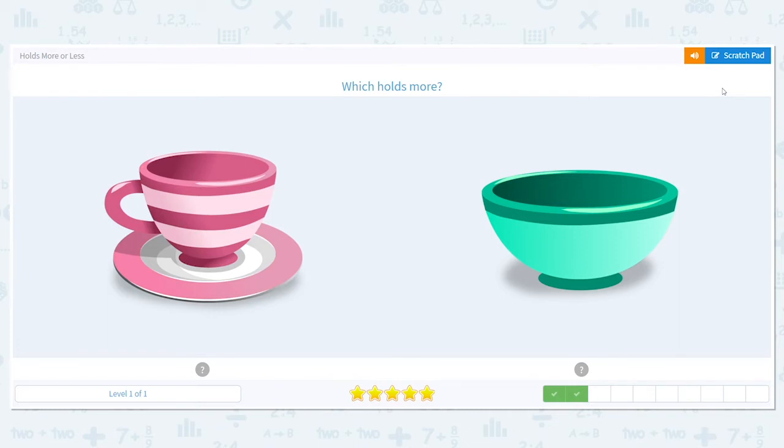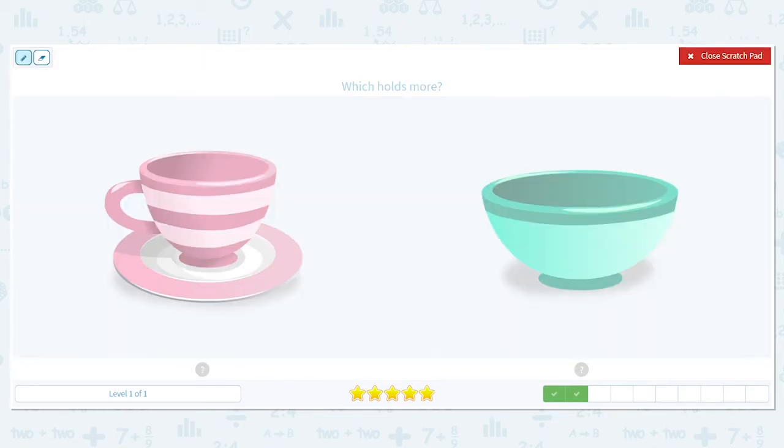Next, which holds more here, a teacup or a bowl? Okay, which one would I need to hold more? Let's put it this way. I would drink tea out of this, but I would use cereal with milk in this. So what's going to be more? What's going to be bigger? The bowl is.